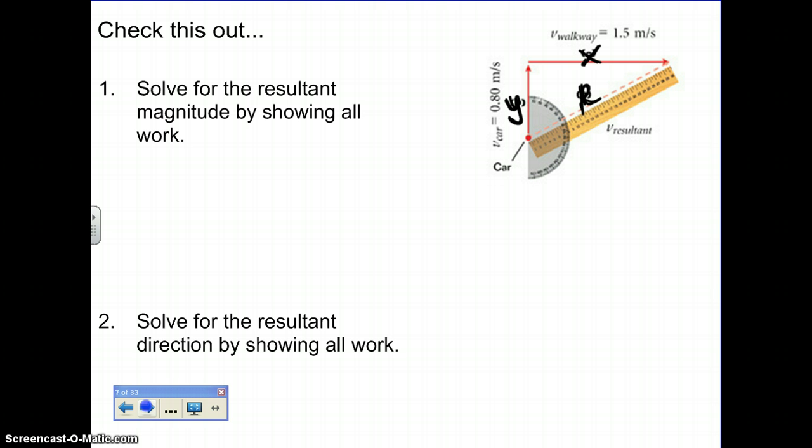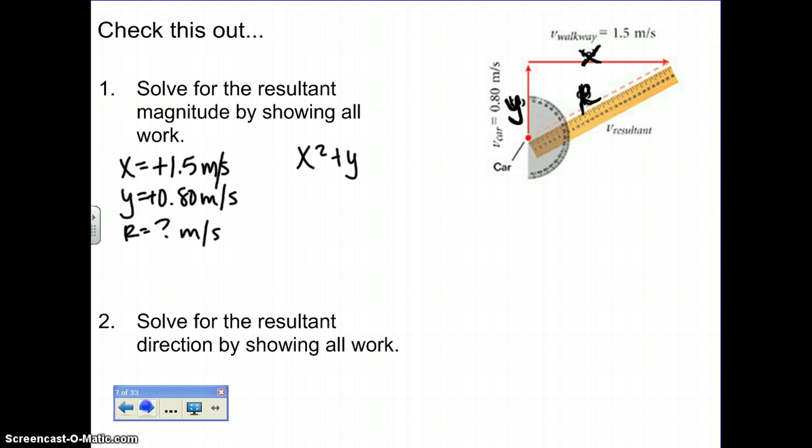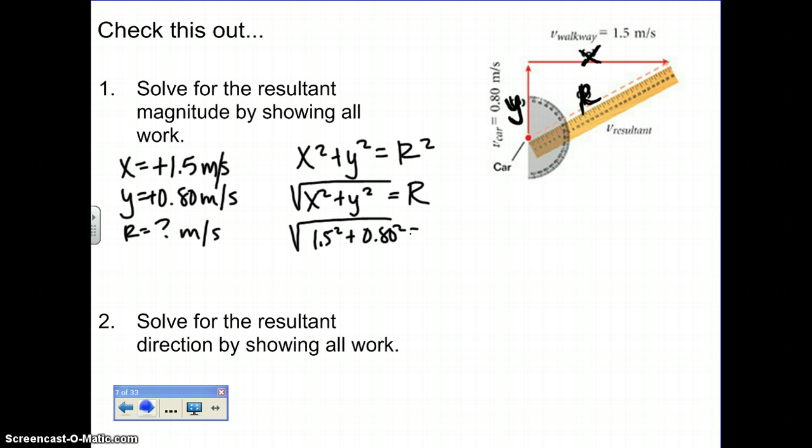So for this resultant here, we're going to know that we have our x of a positive 1.5 meters per second. We have a y value of 0.80 meters per second, both of which are positive. And you're trying to solve for your resultant in meters per second. What equation do you want to use? x squared plus y squared equals r squared. Get your calculators out. So really, we're just looking at the square root of x squared plus y squared equaling r.